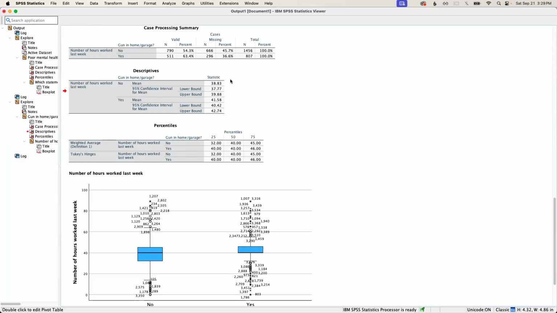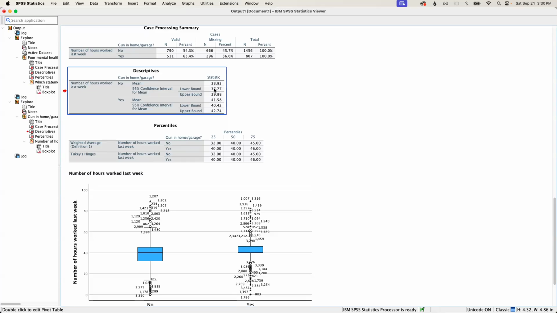Okay, so we can see among people who don't own a gun, they worked about 39 hours per week last week on average. People who did own a gun, about 41 and a half. And that's actually substantively different, even though they're pretty close. Think about the millions of people who do and don't own guns or have guns in their house or garage, I think is what the question asked. If you take an extra 2.5 hours and multiply that by the number of people different, that's a lot of hours. But let's look at these confidence intervals.